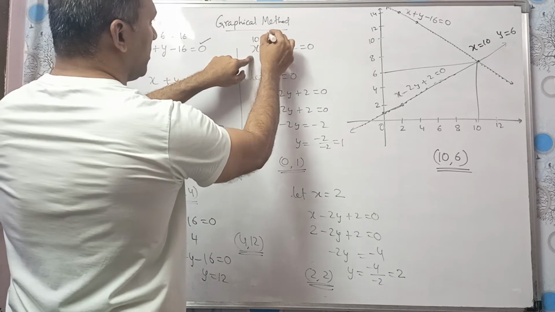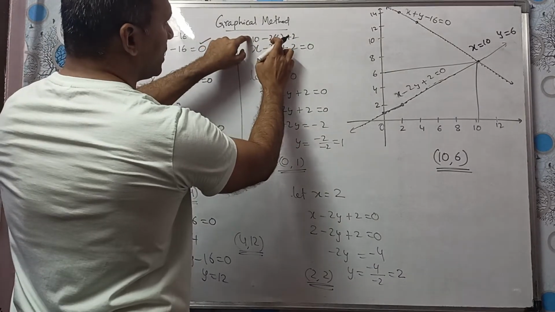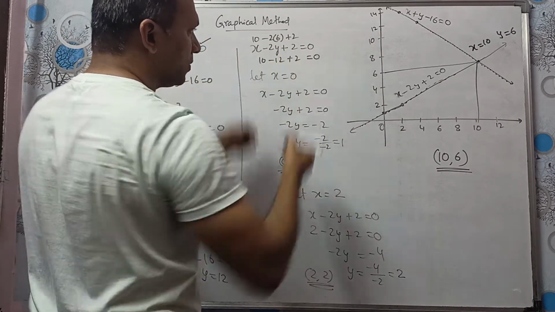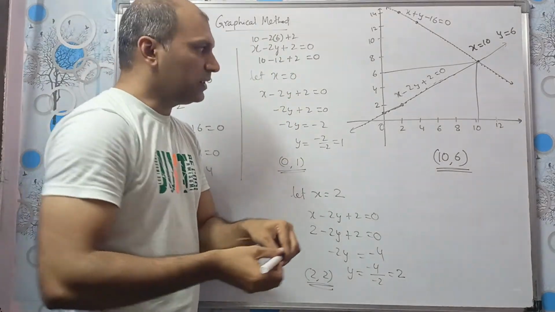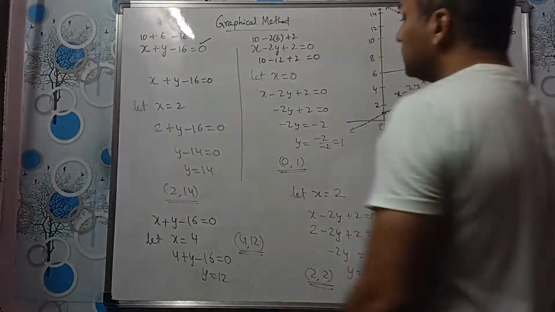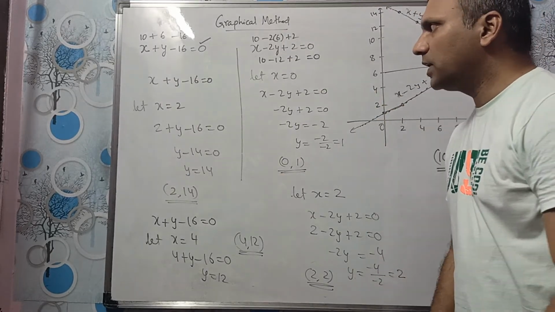So this is how much now? 10. X is 10 minus 2 into 6 plus 2. So 10 minus 12, 10 minus 12 plus 2. Again it will give us 0. Okay. So yes, this answer is correct. 10 comma 6. So this is how we should draw. This is how we should solve linear equations in two variables graphically.